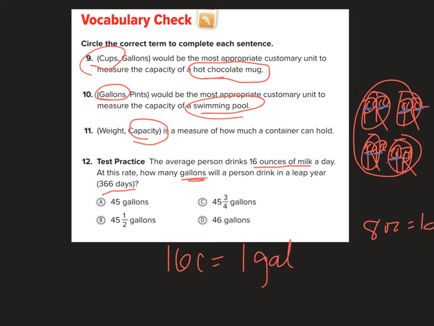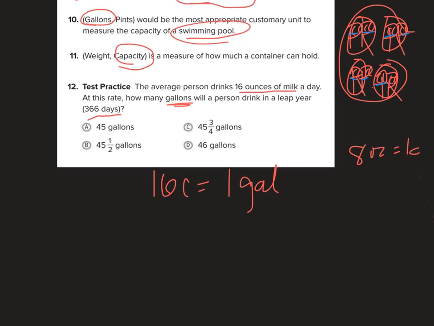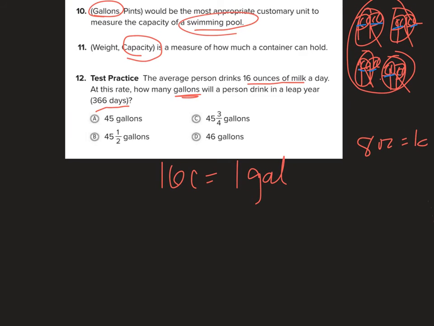So my plan of action here is going to be first to figure out how many ounces he drank in the leap year, and then I need to divide it by 128 ounces. So if I take 16 and I multiply it by 8, I would get 128 ounces in 1 gallon. Okay, so let's do 16 times 366.